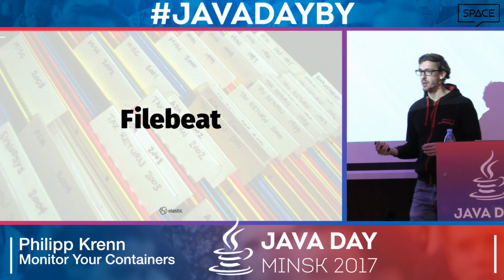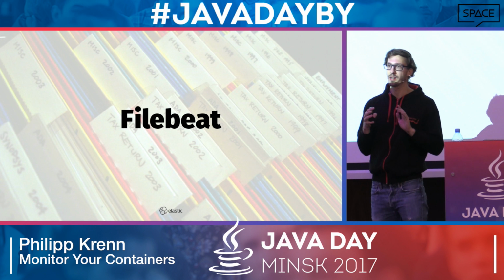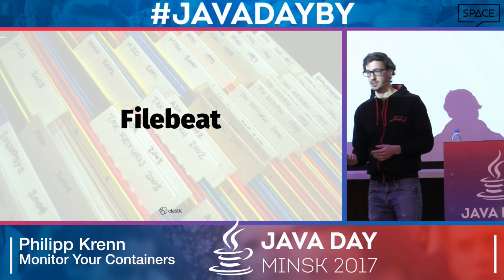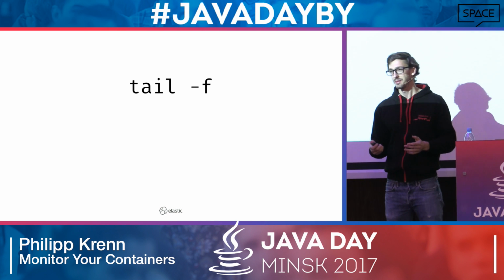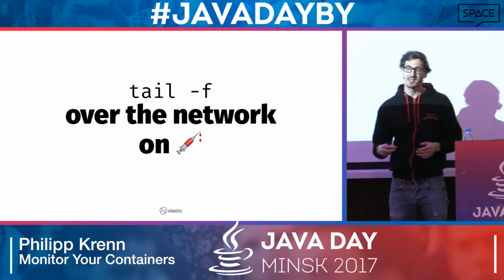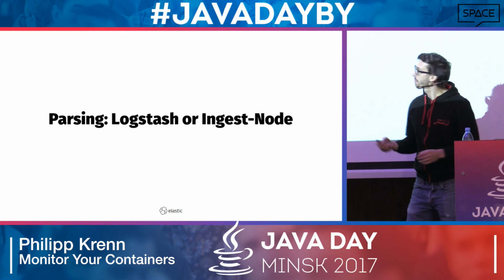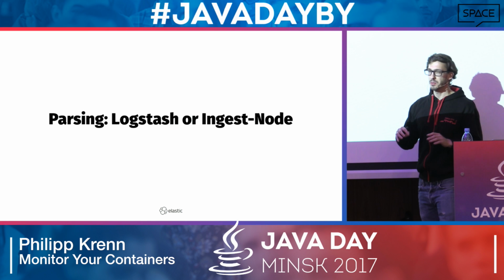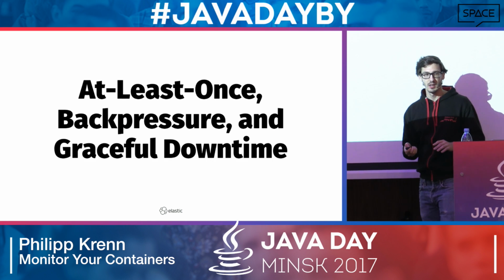So the first Beat we have is Filebeat, which is pretty much like a log forwarder. You have your log files somewhere, and you want to collect them and see what is actually going on and centralize that. I always describe it like it's like tail -F, but over the network and on steroids, because it's more powerful than what you get with tail -F. So the parsing and enrichment is still Logstash or the new ingest node, but we won't go into those details now. We just care about the forwarding part.